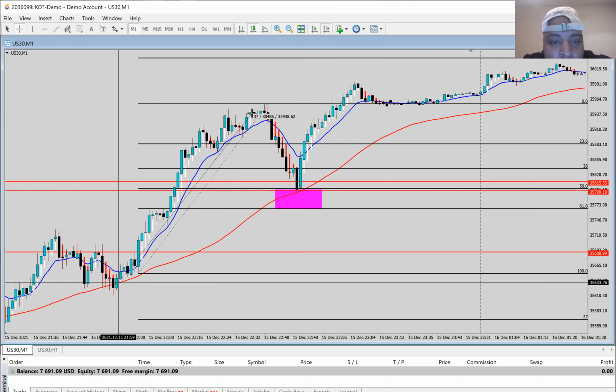Structure starts to break. This was the last higher high right here. It starts to break below it. Now I'm starting to truly get out.